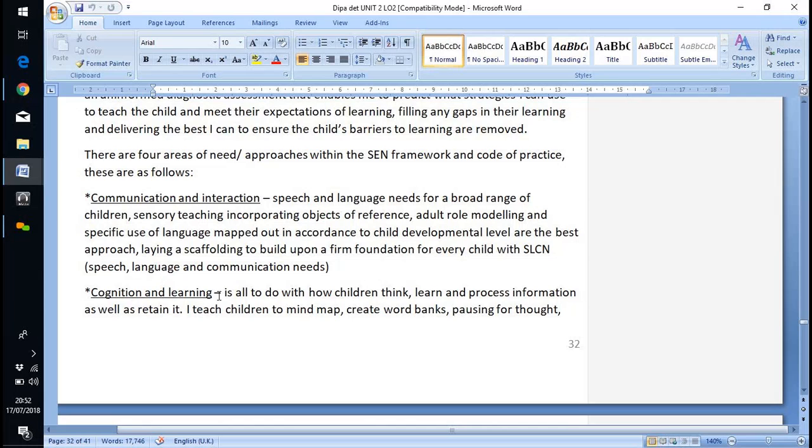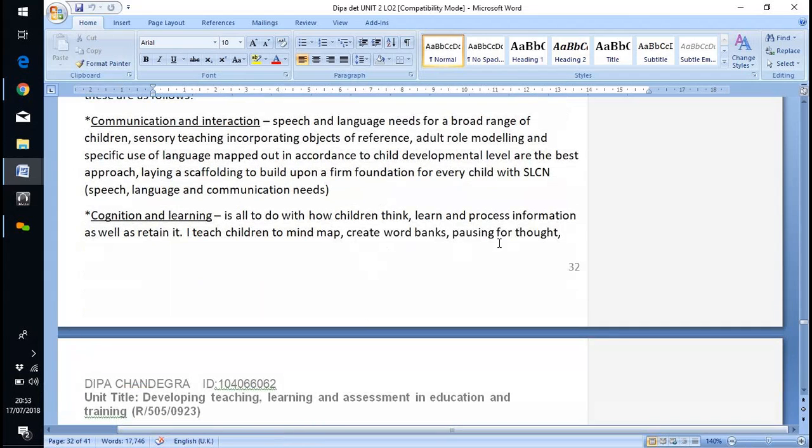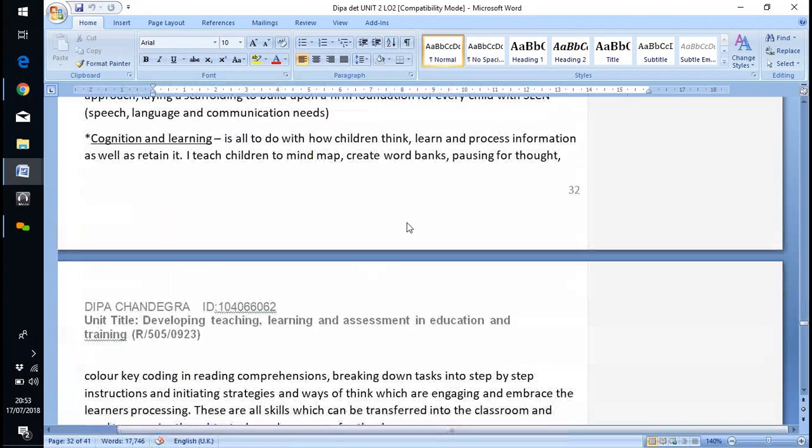Cognition and learning, it's all to do with how children think, learn and process the information, as well as retain it. You teach children to mind map, again, that is a method, but it's not wrong, it's correct. Create word banks, pausing for thought.